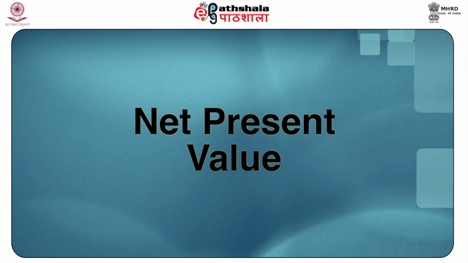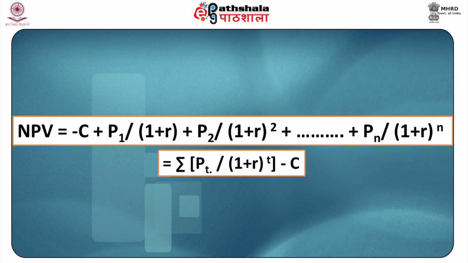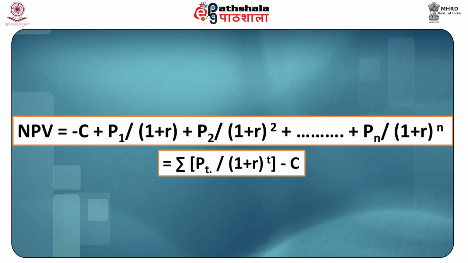Now, what is net present value? The net present value method compares the cash inflow generated with the initial investment. If the sum of discounted cash inflows received over the life of the project exceeds the initial capital outlay, the project is considered to be economically viable. That is, if the NPV, that is net present value, is positive, the project is considered worthwhile.